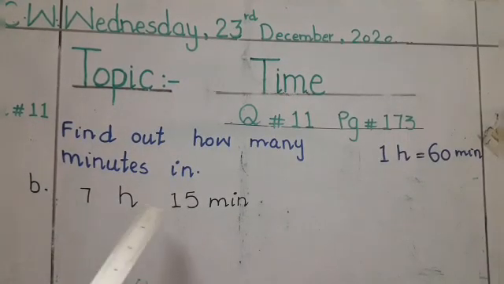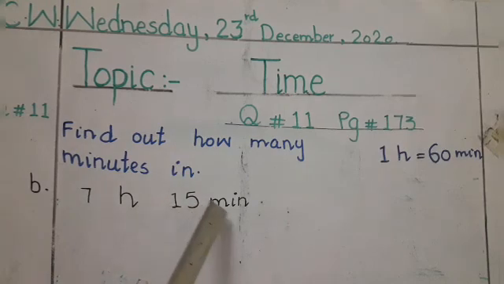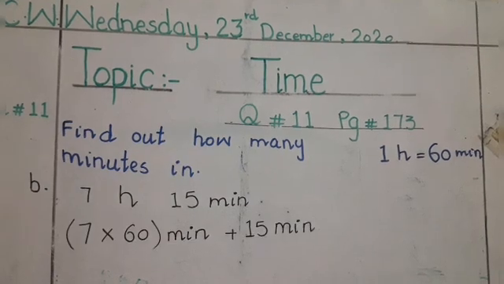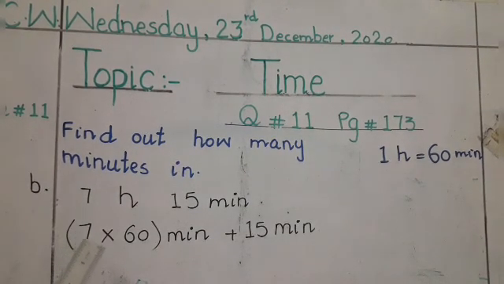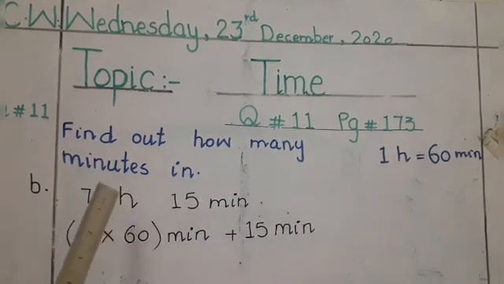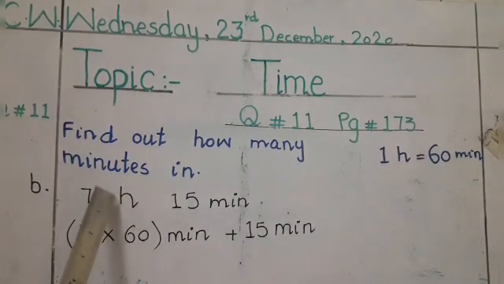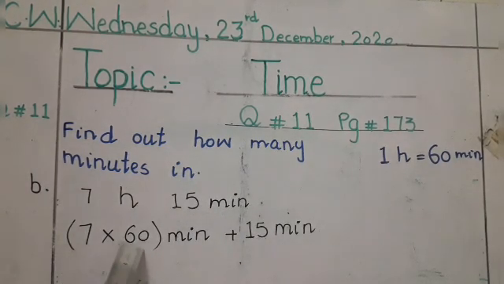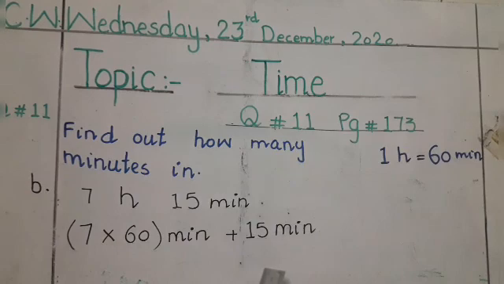Part B is 7 hours and 15 minutes. So let's try to solve it. 7 hours means 7 multiplied by 60 plus we will add 15 minutes to the answer of 7 multiplied by 60. Okay, students, I write 7. Then in 1 hour, as you know, there are 60 minutes. So I write 60 minutes here, plus the same number, 15 minutes. Now we will multiply both of these numbers and write the answer here, and then in this answer we will add 15 minutes.